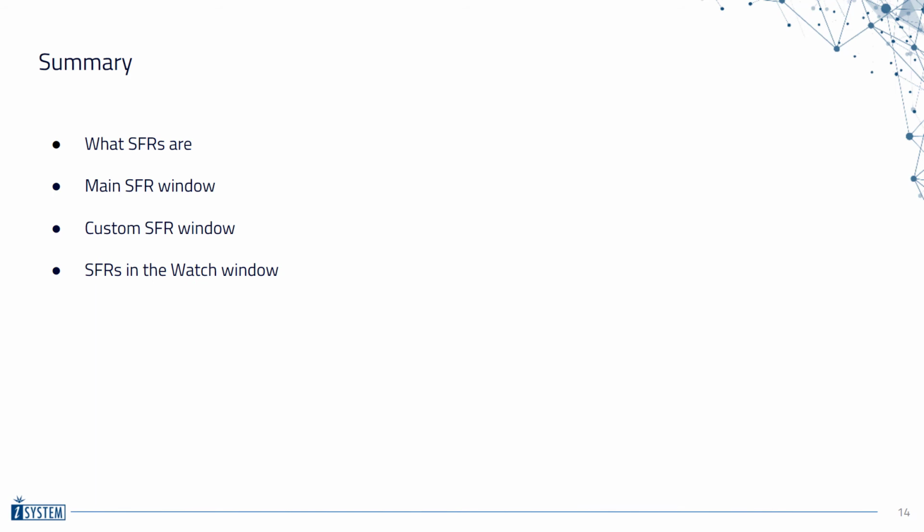That brings us to the end of this debug workshop video. To summarize, we looked at what special function registers are and what we can do with them. We looked at the main SFR window in winIDEA and its various features, demonstrated how we can create a custom SFR window that's far less cluttered, and also demonstrated the ability of the watch window to show register contents in various numerical formats. At the end, we looked at a simple way of creating a Python initialization script, which saves us from the effort of having to write it manually.